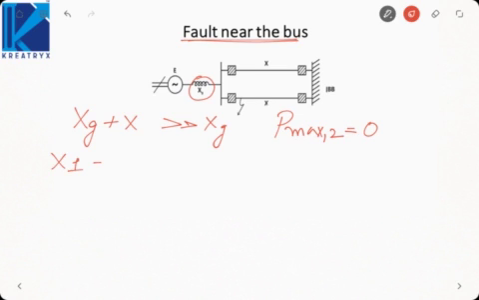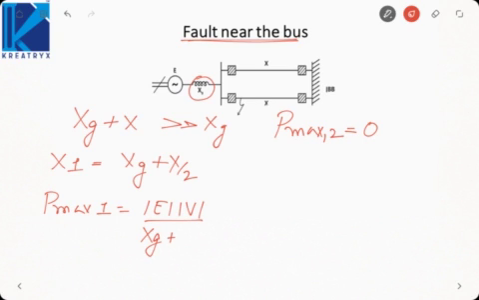Before the fault the reactance would be xg plus x by 2. Pmax 1 would be mod E mod V upon xg plus x by 2. But after the fault, how would the reactance become? The fault will be cleared by opening both ends of the transmission line. It will be xg plus x.